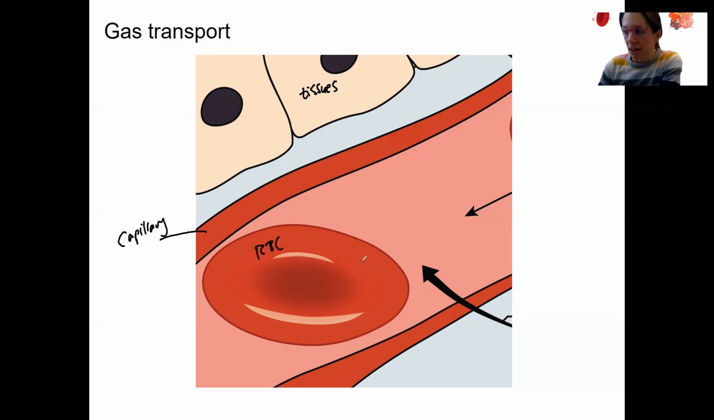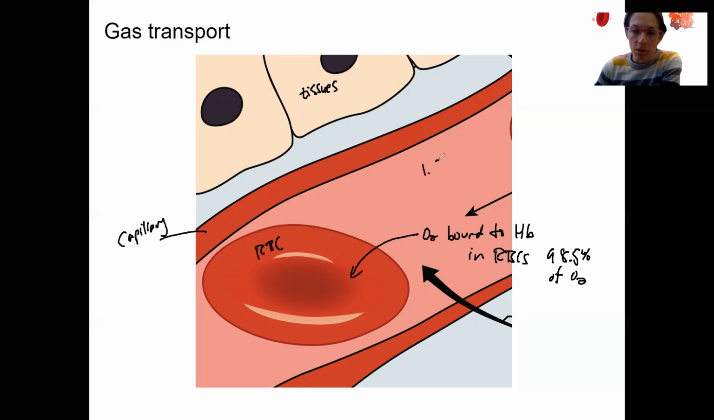Oxygen is carried primarily bound to hemoglobin. That's in the red blood cells. This is 98.5% of oxygen. There is a small amount, about 1.5% of O2, dissolved in the plasma. It doesn't have a great solubility, so it's not a whole lot.